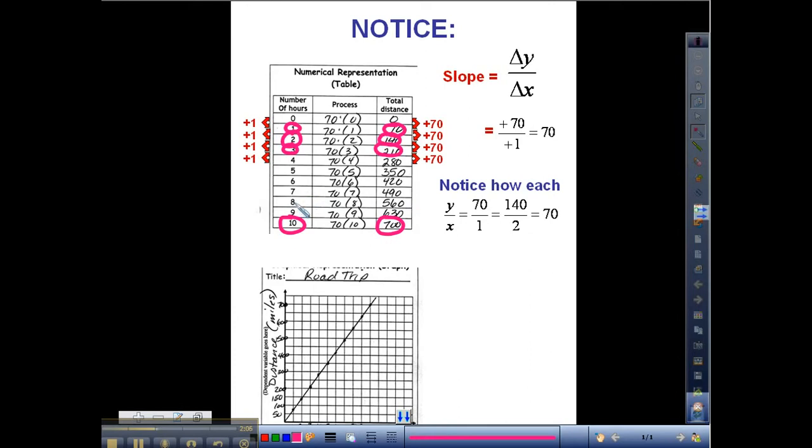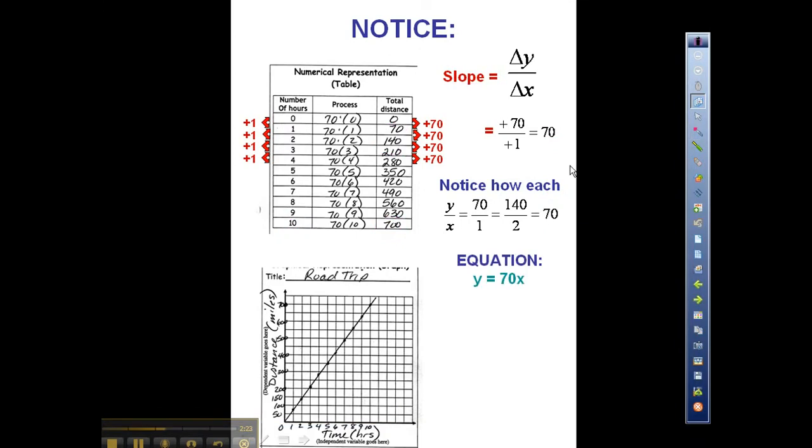And that constant number is the same as what? Yeah, it's the same as your slope. Each y divided by its x gives you a constant number, and that constant number is the same as your slope. That's interesting. I want you to notice something else.